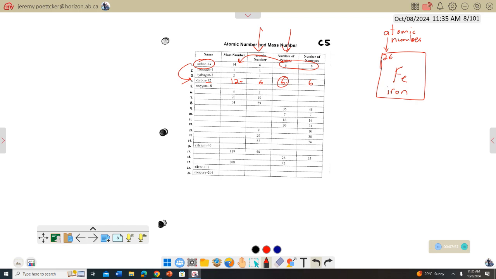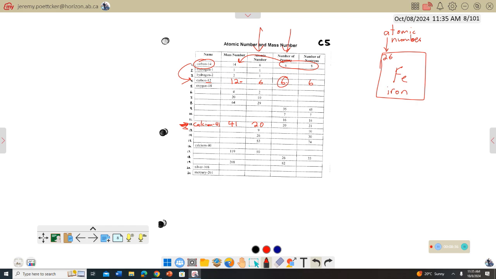So again, another practice one we could look at would be number 12 on this page here. It tells us that we have a number of protons of 20 and 21 neutrons. Right away, 20 plus 21, that's 41. It tells me my mass number is 41. The number of protons is 20, which means the atomic number is 20. Then I look on my periodic table and find out that is calcium. So this one, I would write down the name as calcium-41.